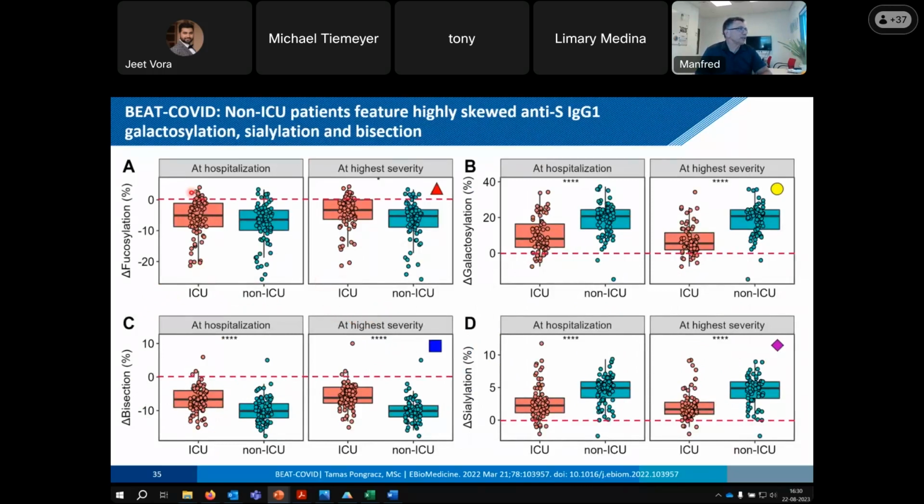Strikingly, the fucosylation did not really show a good association. Here we simply stratified for ICU admittance, meaning which patients eventually got into the intensive care unit and which didn't, and we did not see a clear difference in terms of fucosylation. We did see, at the moment of hospitalization, that the levels of galactosylation, bisection, and sialylation in part predicted whether people would get into an ICU. Interestingly, the more skewed the glycoprofile, so the higher the galactosylation, the higher the sialylation, and the lower the bisection, the more people were protected from ICU admittance.